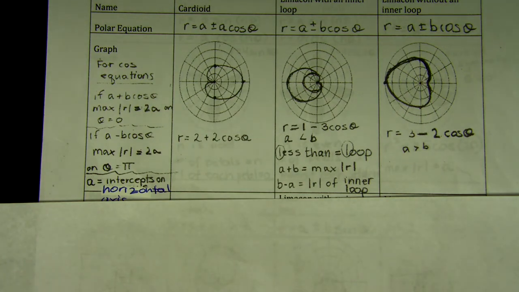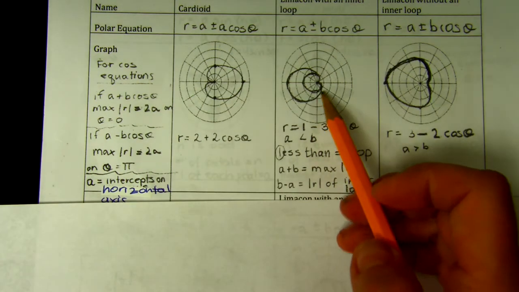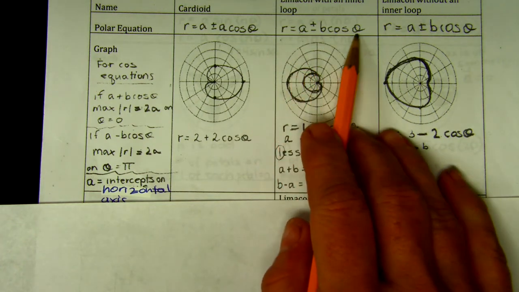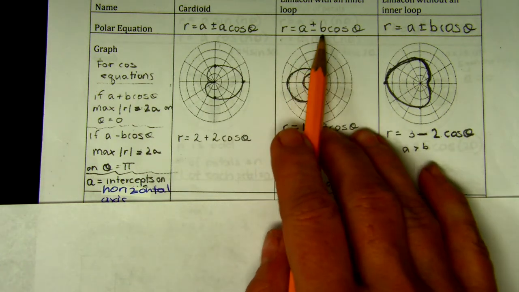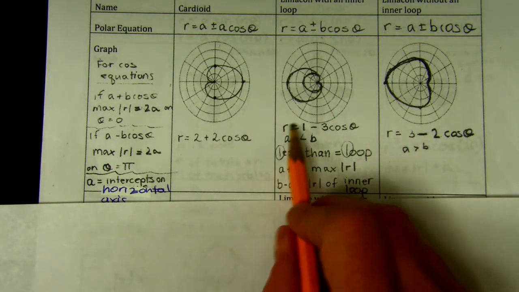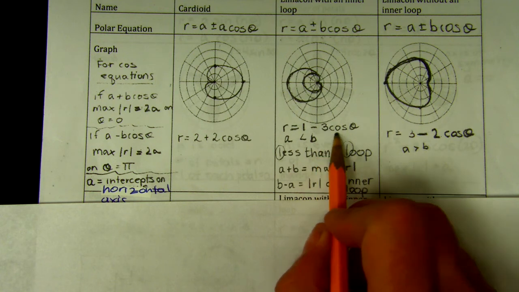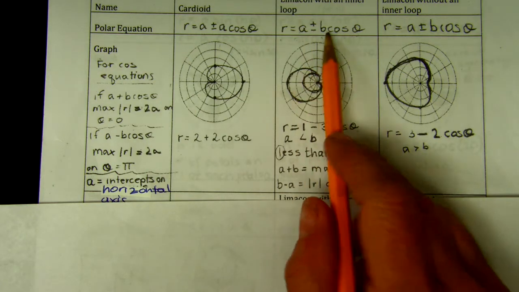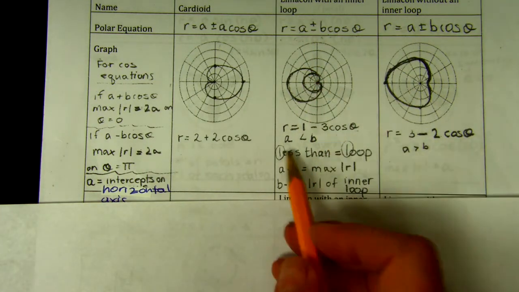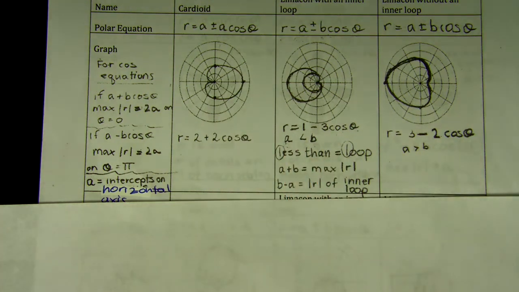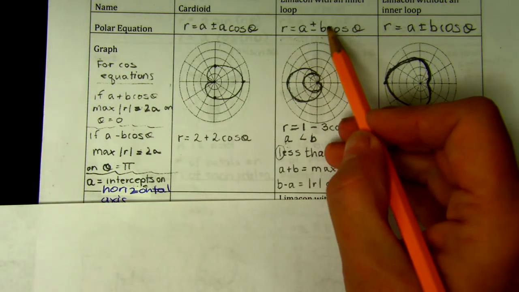A limacon, you saw a limacon today. A limacon with an inner loop has the equation r equals a plus or minus b cosine theta. And so b and a are not the same number. For example, r equals 1 minus 3 cosine theta. Now there has to be a specific relationship between a and b in order to get that inner loop. And that relationship is that a has to be less than b. Now note that b is without regard to the sign.